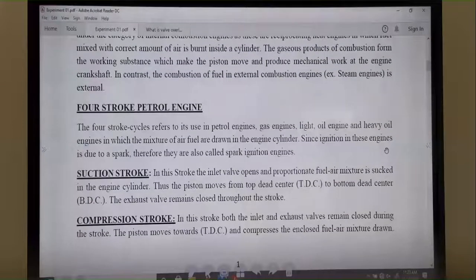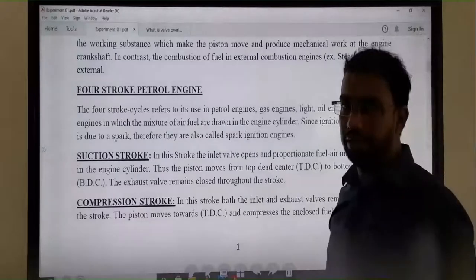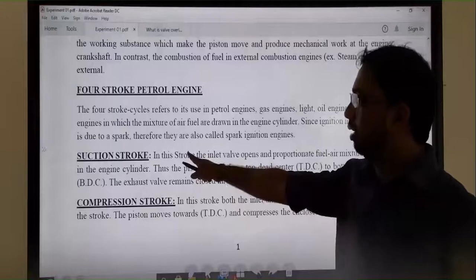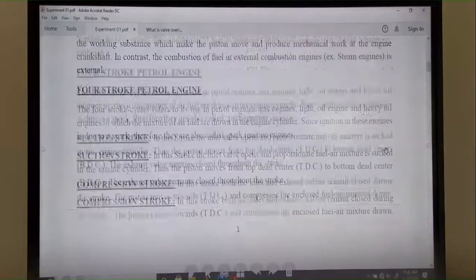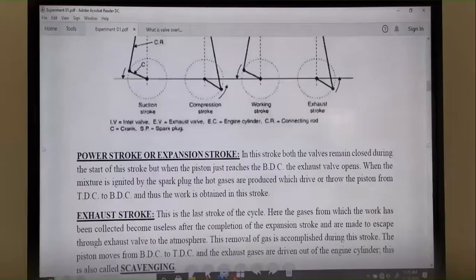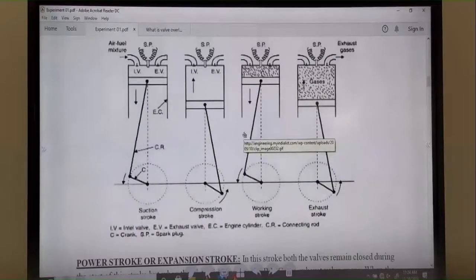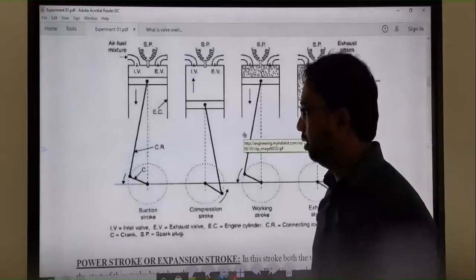First we start to study the 4-stroke petrol engines. There are four strokes: suction stroke, compression stroke, power stroke and exhaust stroke. I will explain these four strokes through this diagram.